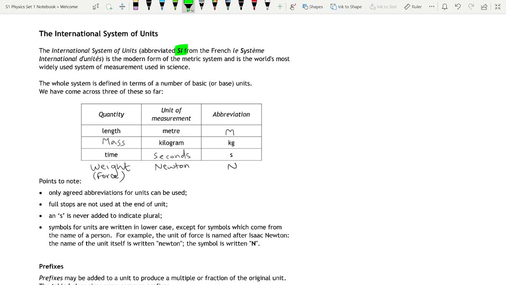And I've added in an extra one here, just to make sure you remember that weight or force, because weight is a force, is measured in newtons, and that's capital N. So can you add that in if you haven't already?